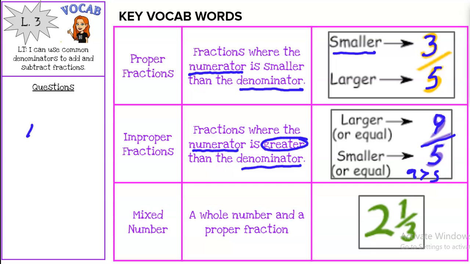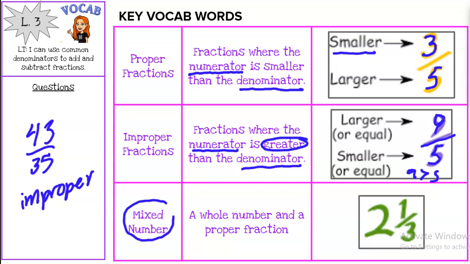So our last answer was 43 over 35. That's an improper fraction. Sometimes we leave them as improper fractions, and sometimes we want to convert improper fractions to mixed numbers. We'll talk about that later, but an improper fraction can be changed into a mixed number. And that's just a whole number and a proper fraction. So this would be 2 1/3. So that's just some vocabulary for you to know.